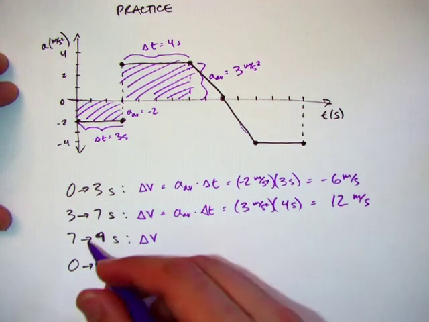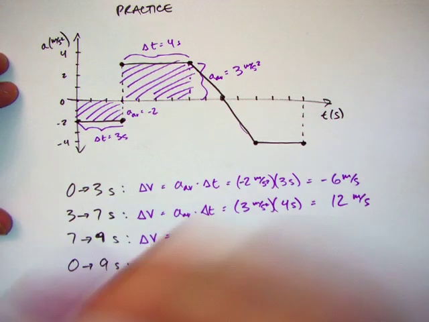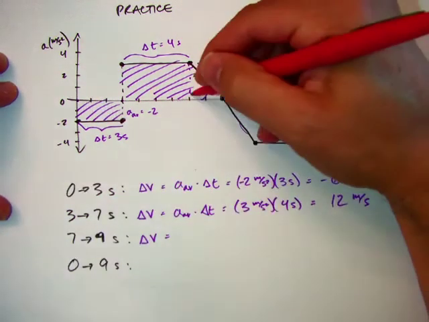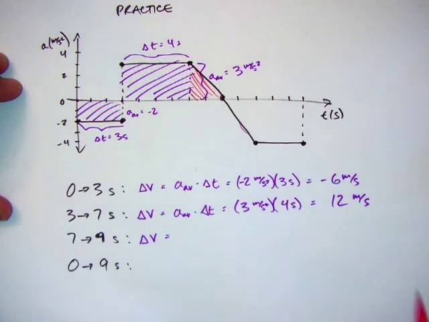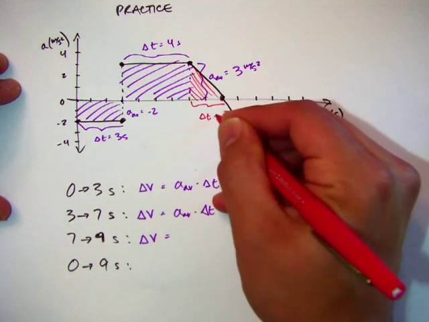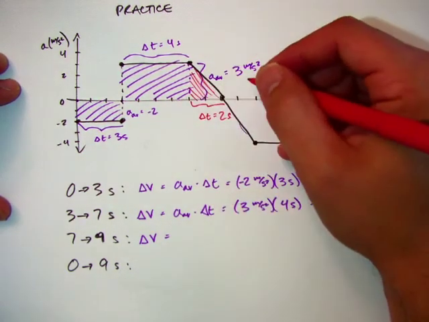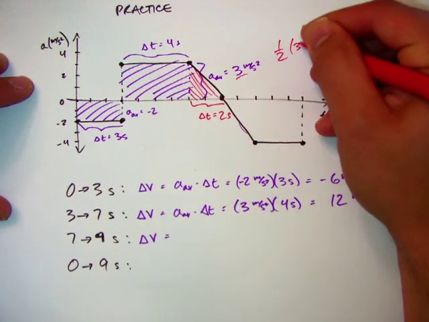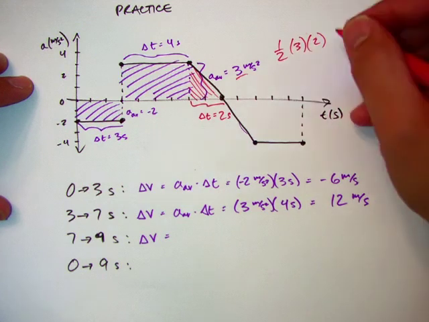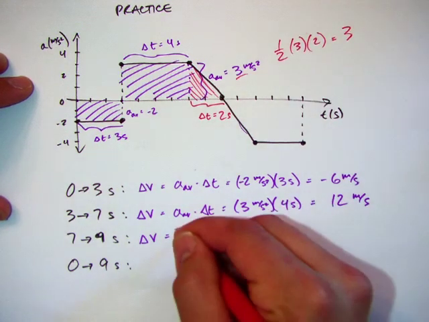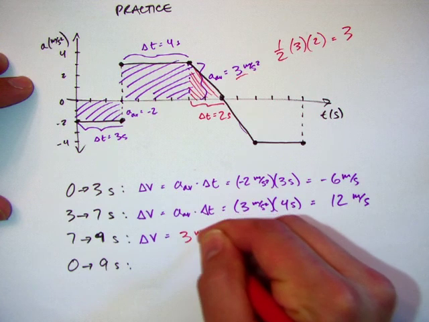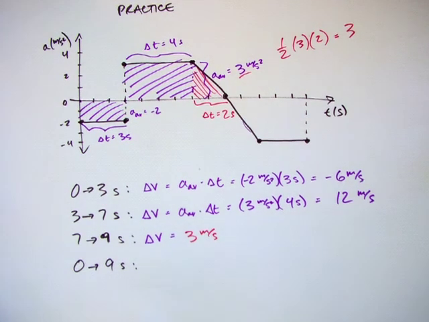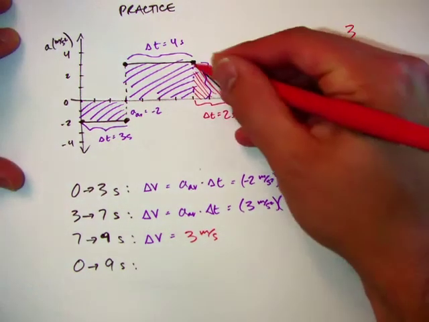Now from 7 to 9, I have to look at this little triangle area. So I've got to do the area of a triangle. My delta T is 2 seconds. My A average is still 3, but my area is 1/2 times 3 times 2, so that gives me 3. So I'm just going to write that down, 3 meters per second. And that's a positive change in velocity. Even though the acceleration is decreasing, it's still a positive acceleration. It's just not accelerating as quickly as we go towards 9 seconds.